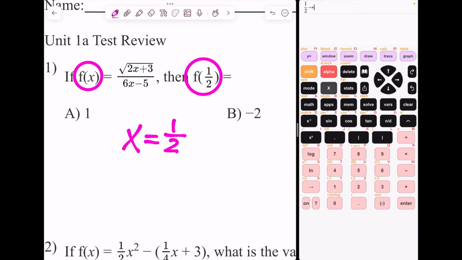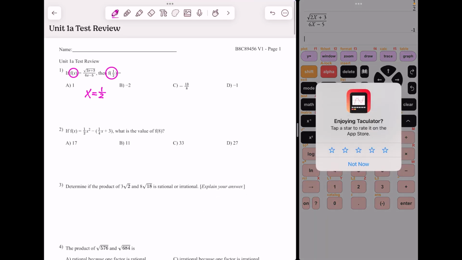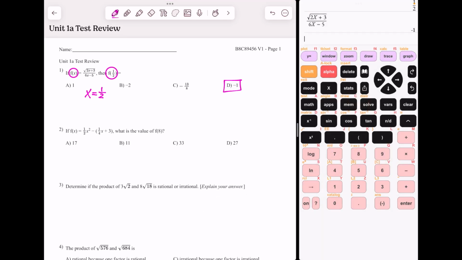On the school calculator, you put x first, then the control button next to the 9, then 1/2. This is just how I do it on my calculator here. And then we write in the whole entire function, the square root of 2x plus 3, and on the bottom, we put 6x minus 5. And we get the answer of -1, which is answer choice D.